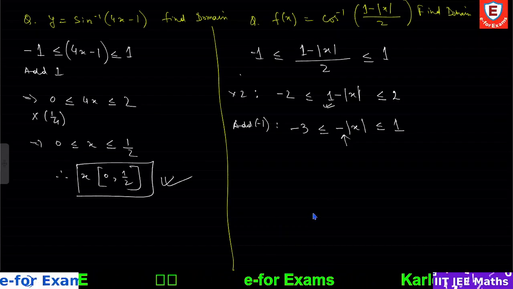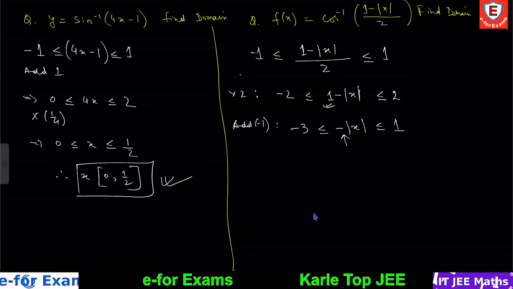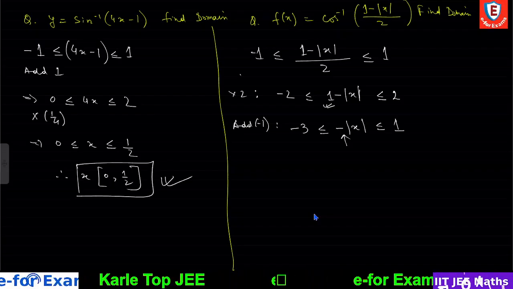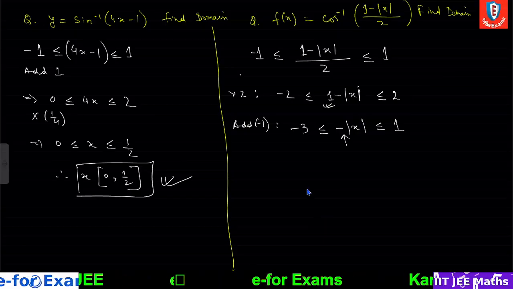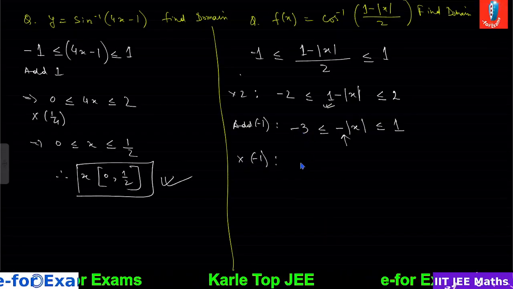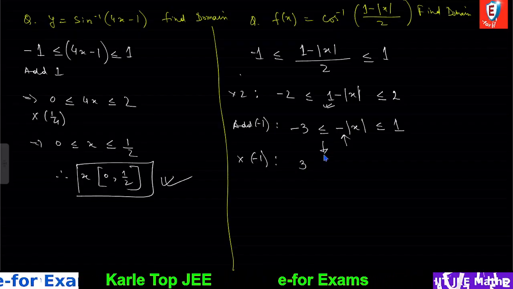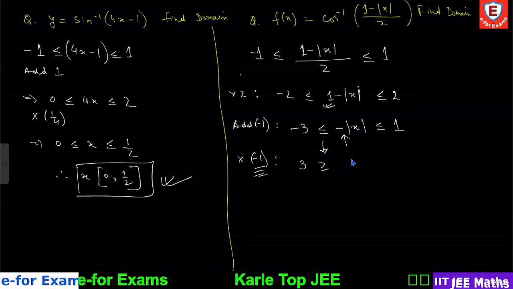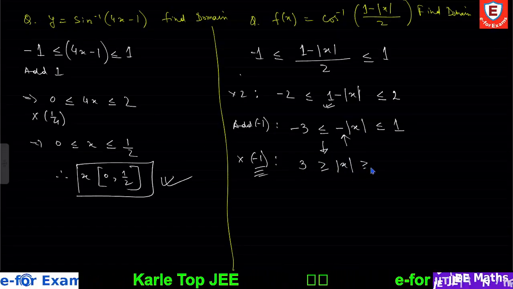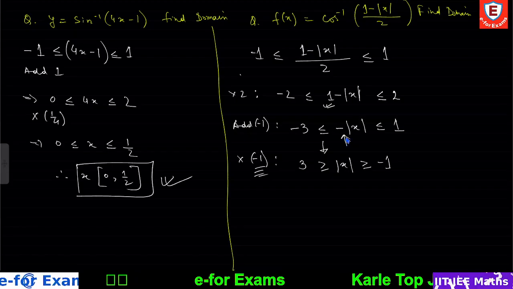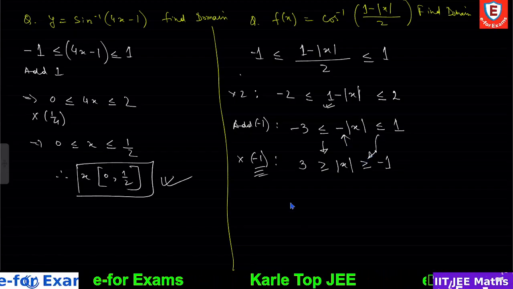Got it? Now here it is minus. I want it to be positive. So multiply with -1 to all. When we multiply with -1 with negative values, we change the sign. 3 greater than or equal to mod x greater than or equal to -1. Got it? So the inequality sign is reversed.